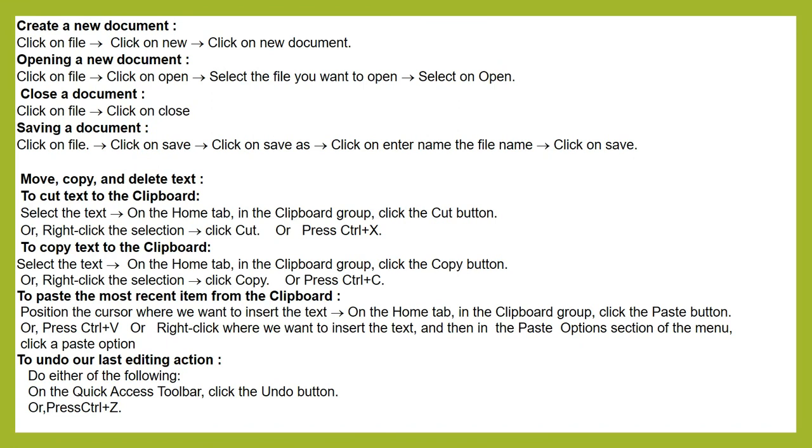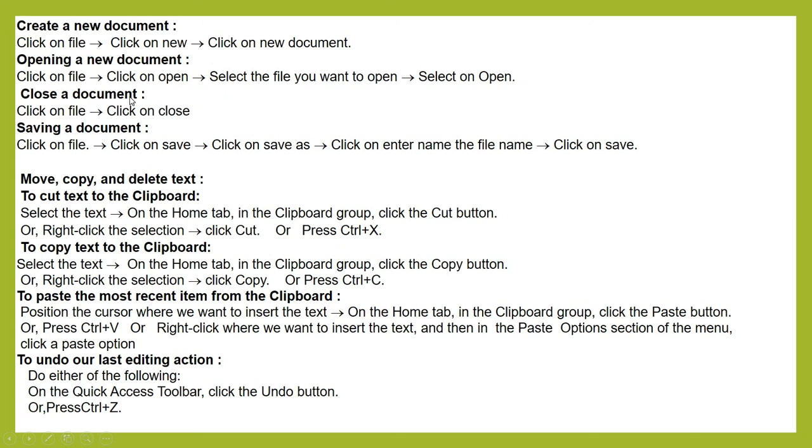The first option is to create a new document. Whenever you create a new file for the first time, that is creating a new document. How should you create it? Click on File, click on New, then click on New Document. Then opening a document means opening a file that was previously saved. For opening, click on the File tab, then go to the Open option. A list of files is displayed, you select the file name, then click on Open.